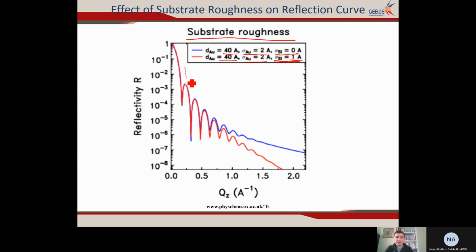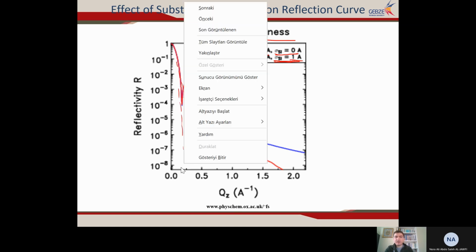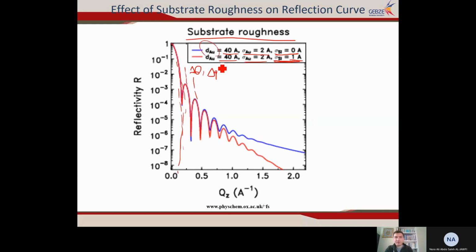They have the same thickness, so they have the same delta theta or delta Q values. And what about the critical angle? The critical angle is the same because they have the same electron density. We are talking about the same gold material. And what happens at higher angles? Intensity drops suddenly in the case of the rough surface of the substrate.